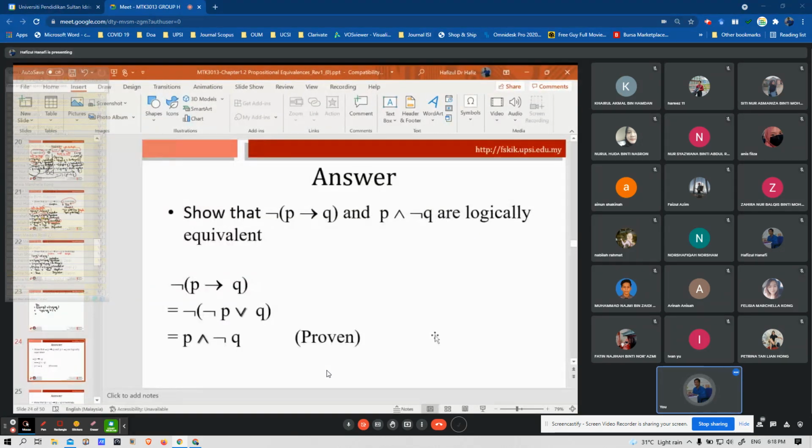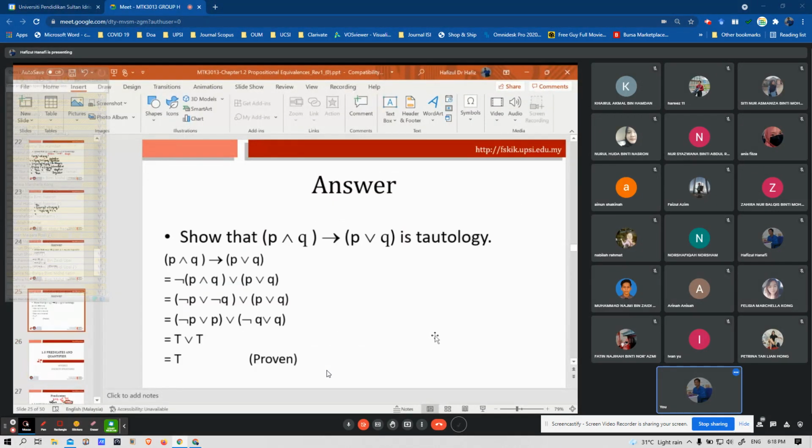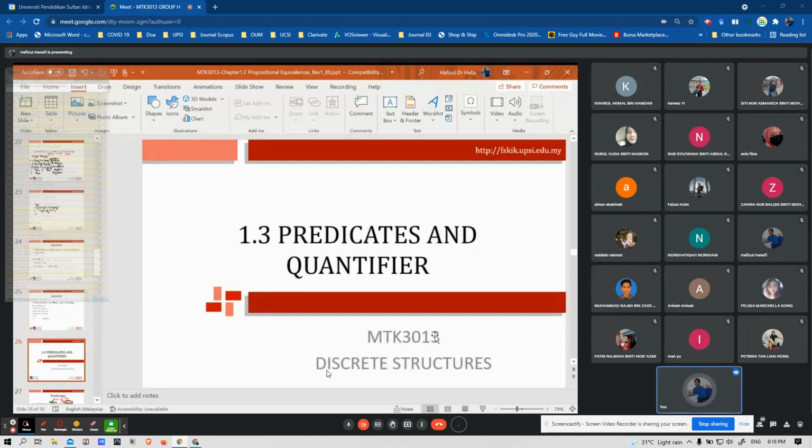Because this one is true, the answer is proven. This one is also proven. And then for predicate and quantifier, we continue on Friday evening because on Friday morning I have a program.